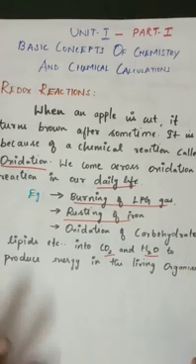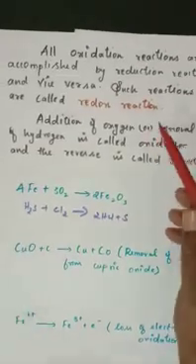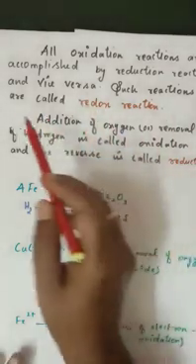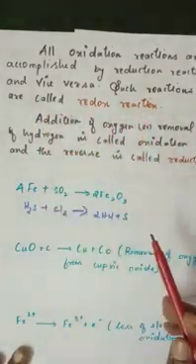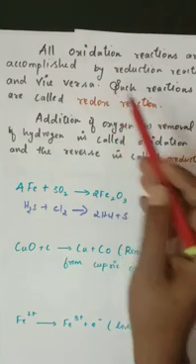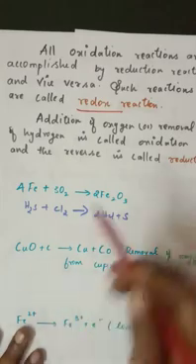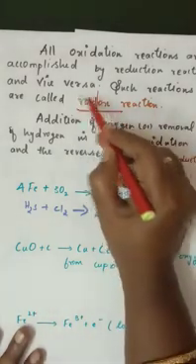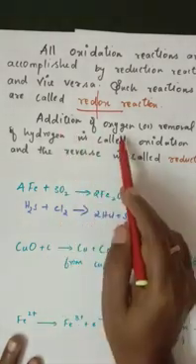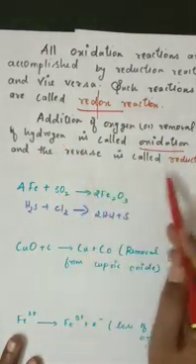It's an oxidation reaction. And all oxidation reactions are accompanied by reduction reactions and vice versa. Such reactions are called redox reactions. Whenever oxidation takes place, simultaneously reduction also takes place. That is what redox means. RED means reduction and OX means oxidation. Simply, addition of oxygen or removal of hydrogen is called oxidation, and the reverse is called reduction.